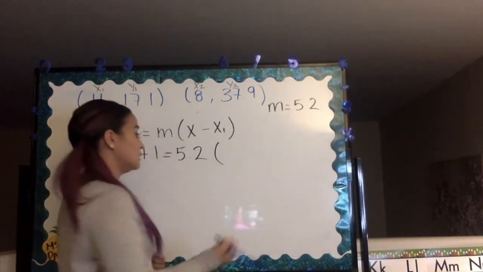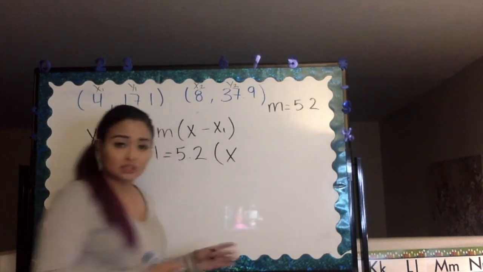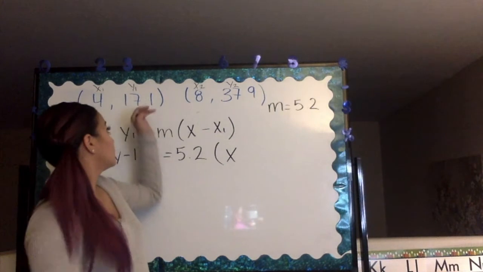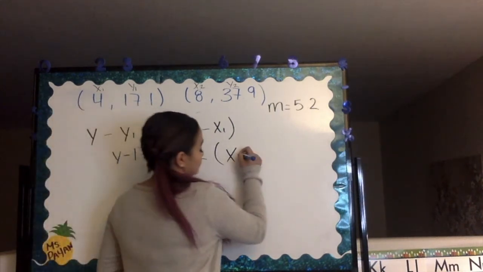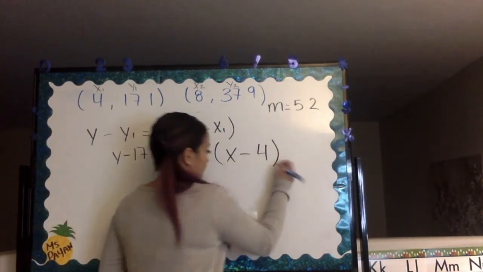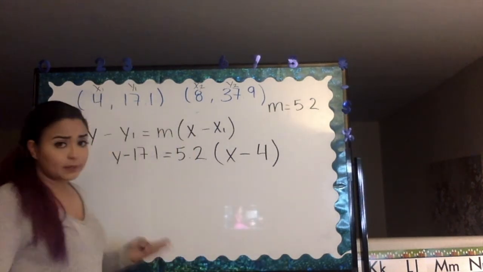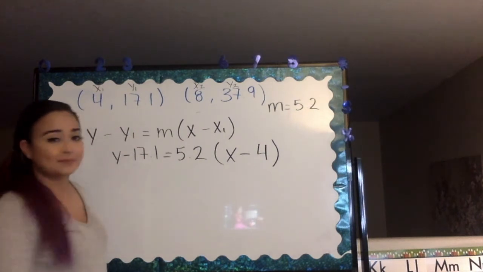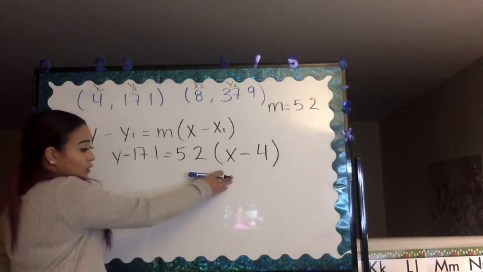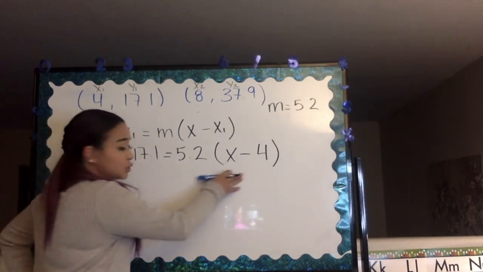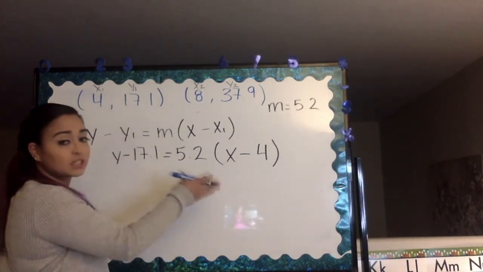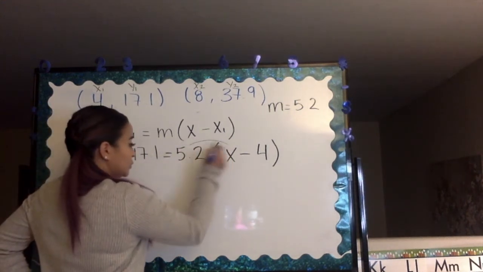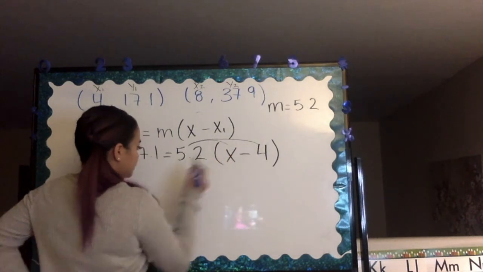And in parentheses, we have our x, again, just the variable, and minus x1, which in this case is 4. Minus 4. So what are we going to do now? Let's work it out. Let's solve for y. Here we have to distribute, multiply. So we're going to start off there. We're going to multiply 5.2 times x and 5.2 times 4.